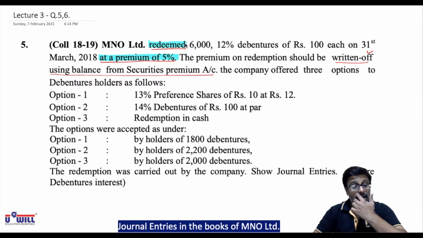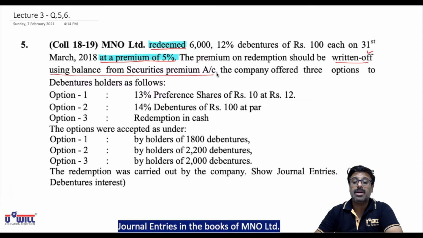I repeat, when they say the premium on redemption should be written off using the balance of security premium account, it means in the past the loss on issue of debenture to premium on redemption entry has not been passed. Loss on issue has not been written off from security premium. So this premium on redemption we will now write off from security premium directly.